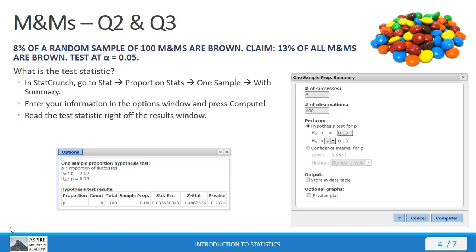Now comes our results window, which you see here. In the table in that window, the second to last value is always the test statistic. So here we've got a test statistic of negative 1.4867526. The p-value is right next door to the test statistic, always the last value listed there in that table.